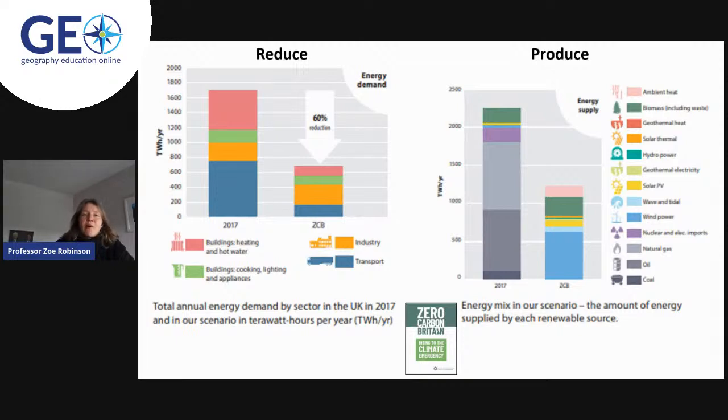But then we also think about how we produce our energy. All of this grey stuff is our fossil fuels that we need to get rid of. They've also removed nuclear. And we can see here a big increase in renewables being needed. And we're also seeing that happen already.